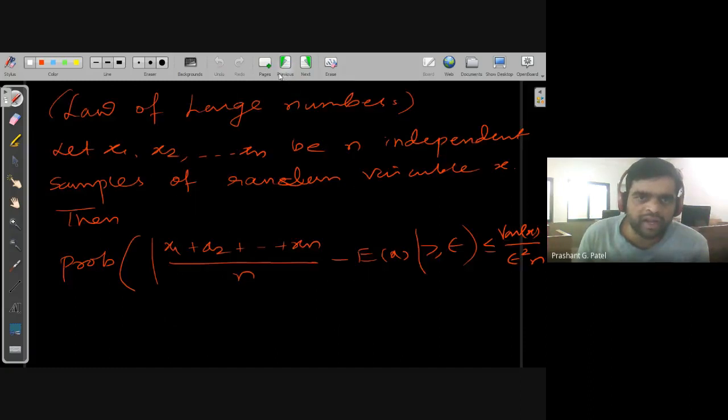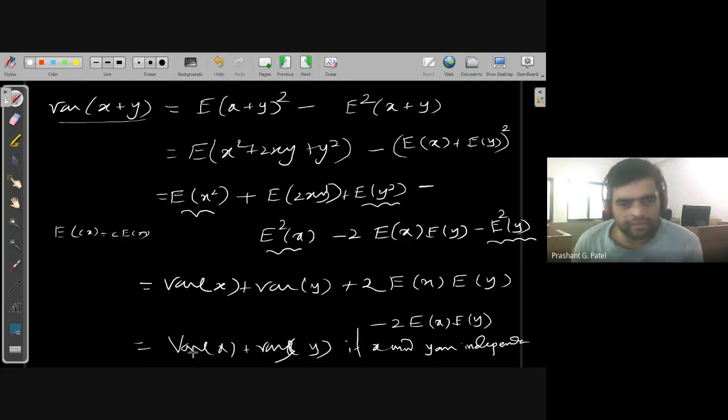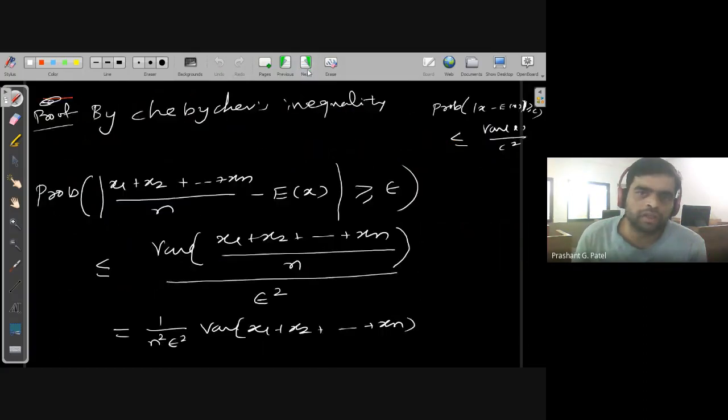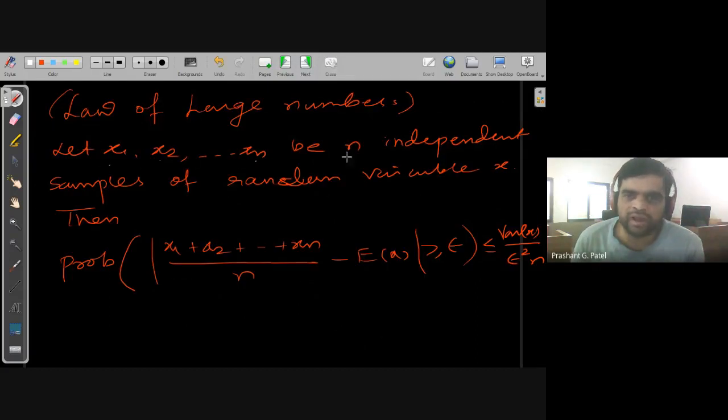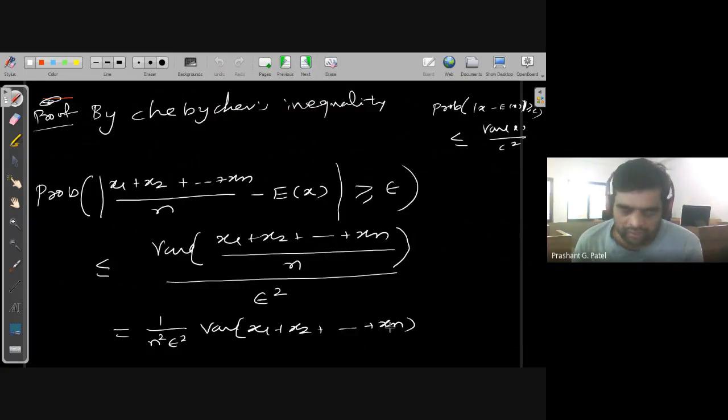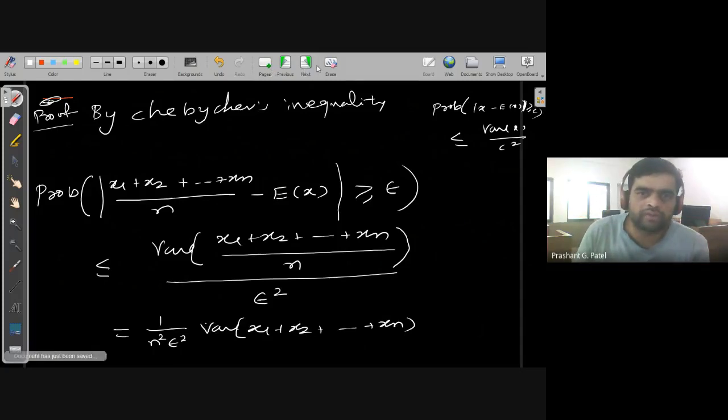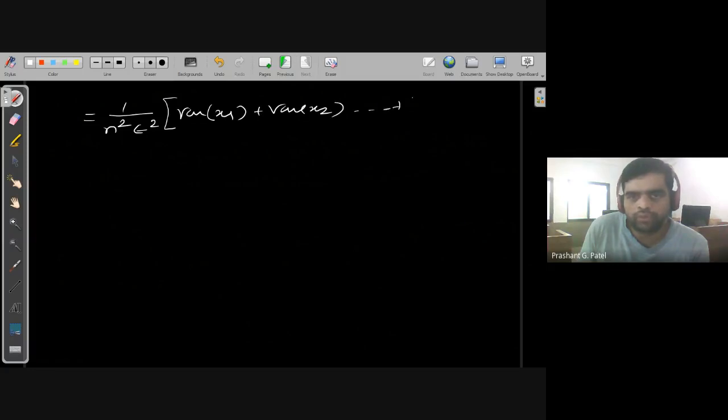Also, from the previous discussion, the variance of x plus y is equal to variance of x plus variance of y if x and y are independent. So here we have considered x1, x2 up to xn as n independent samples. So the variance of x1 plus x2 plus xn will be variance of x1 plus variance of x2 and so on. So this is equal to 1 upon n square epsilon square into variance of x1 plus variance of x2 up to variance of xn.